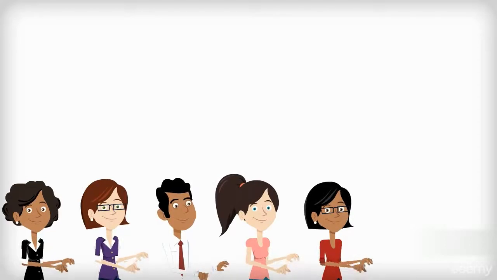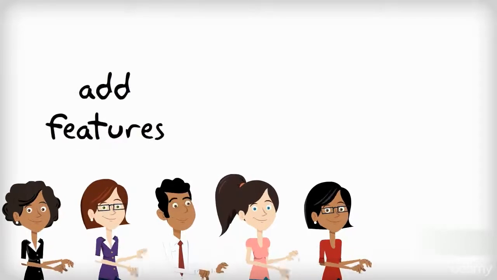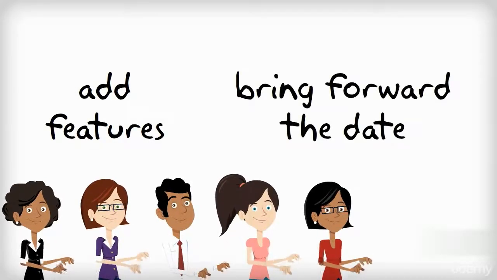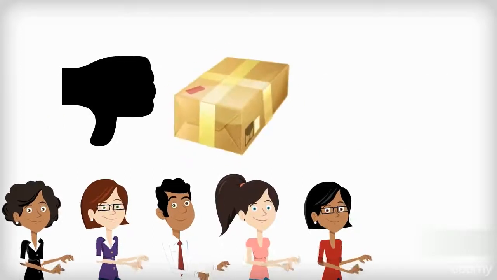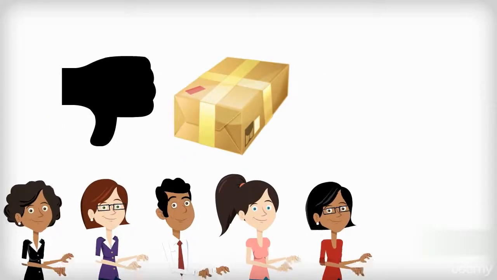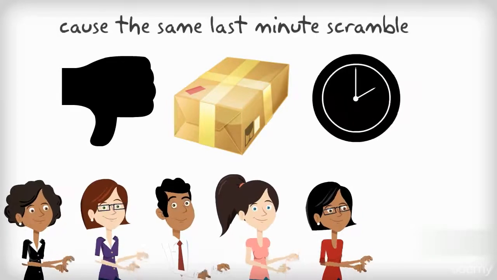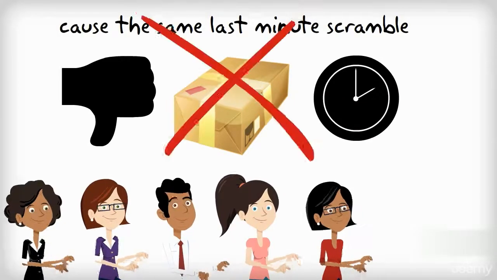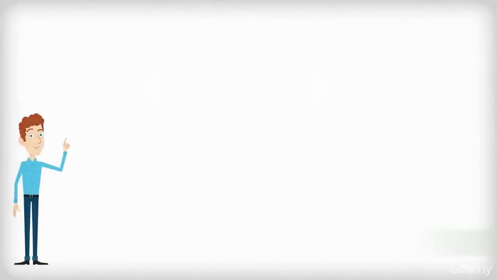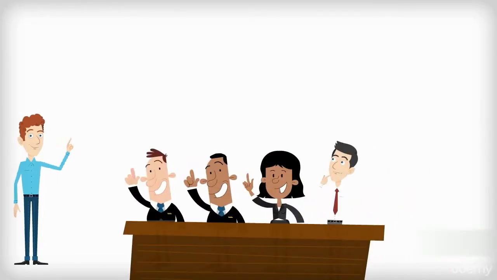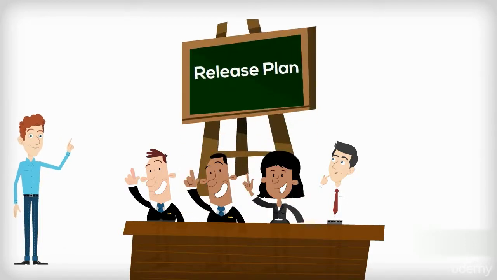It is also important to realize that attempting to add features or bring forward the date without updating the plan is likely to reduce the quality of the product, since we end up trying to achieve the impossible and cause the same last-minute scramble that Scrum was designed to avoid. This is often something that a Scrum Master needs to communicate to stakeholders and a product owner, if not already understood. In any case, a release plan allows sensible planning on a sprint-by-sprint basis. So long as the plan is followed, the project should be plain sailing.